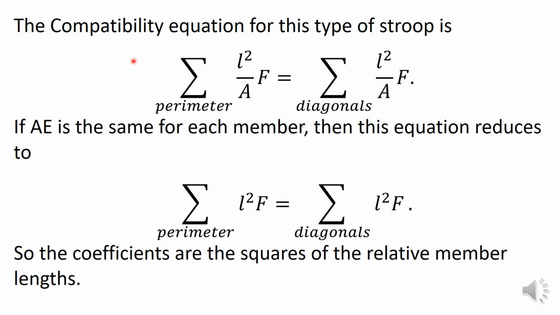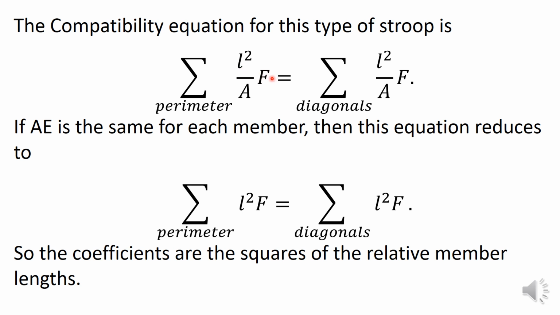As we've done in previous videos, and again this is explained in the video on trusses, electrical circuits, and the Kirchhoff's laws. The compatibility equation for this type of Stroop is a rectangular Stroop. In fact, this compatibility equation can be shown to be valid for any parallelogram type Stroop. So it's the sum along the perimeter members, the length of the member squared over cross-sectional area times the force in that member.